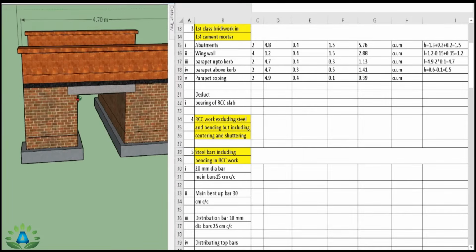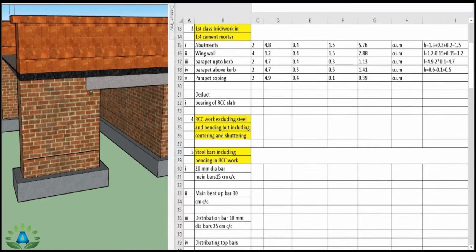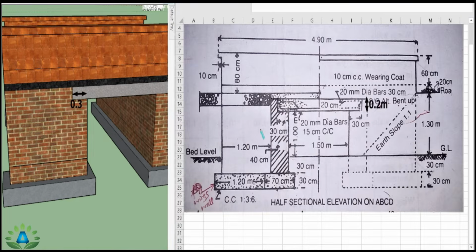Now we have to deduct this small portion of RCC slab on this side and on this side because we don't do brickwork in this portion. That means we have to reduce this small portion from our brickwork. That means we have this portion, that is the width of this bearing, that is 0.3 meter from both sides, up to the height of 20 centimeter, that is 0.2 meter.